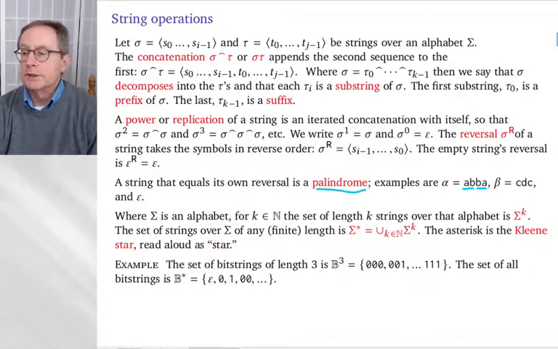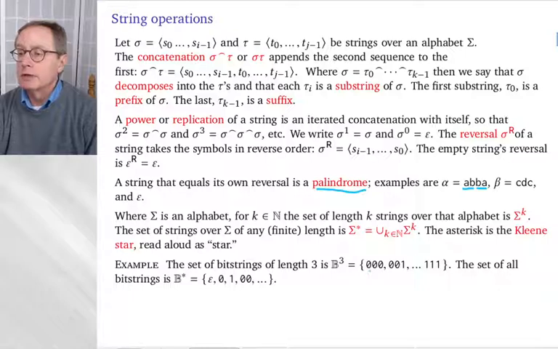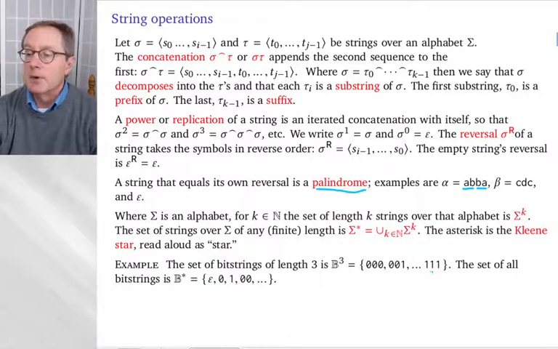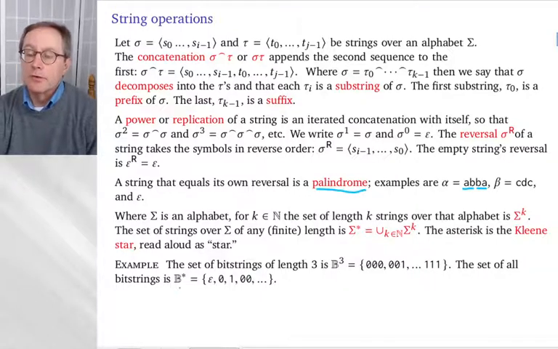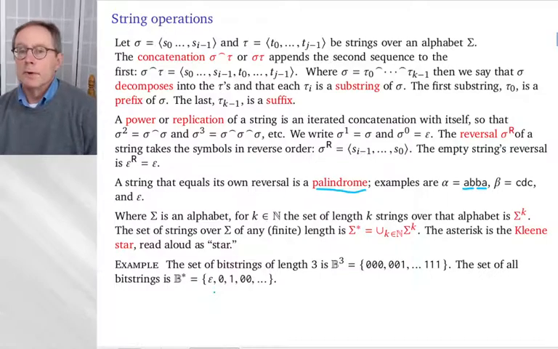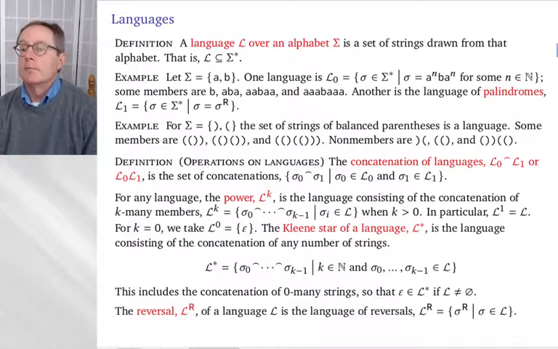So, for example, the set of length 3 bit strings starts with 0, 0, 0 and goes all the way up to 1, 1, 1. And the set of all bit strings is just B star: you throw in all the length 0 bit strings, all the length 1 bit strings, all the length 2 bit strings, etc. Okay. So again, vocabulary, just trying to make sure everybody is on the same page.